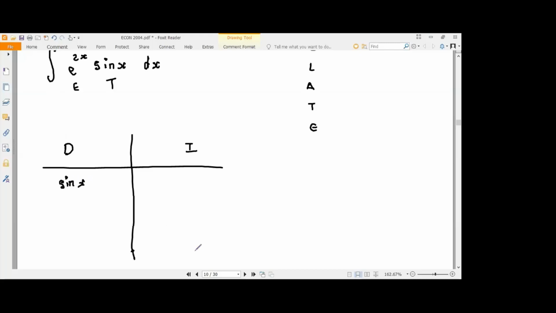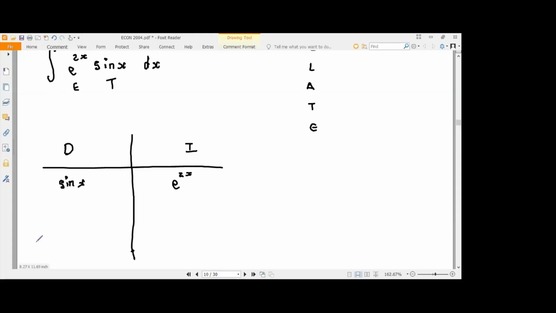I know that I'm integrating e to the 2x, so I put my e to the 2x over here. All we're going to do now, ready? Because it oscillates, it's never going to stop, right? So you'll continue on and on and on forever. But there's a way to get it to stop.